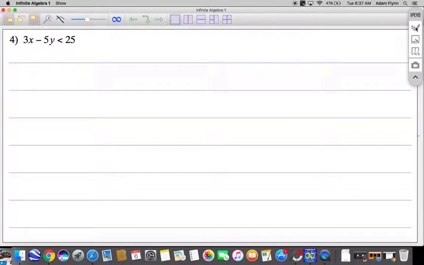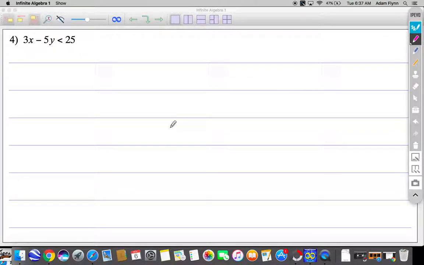Okay, so number 4, we're going to start to look at standard form equations. Okay, so we've got 3x minus 5y is less than 25. So when we have an inequality in standard form, I like to use common sense here.